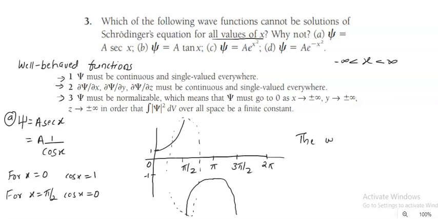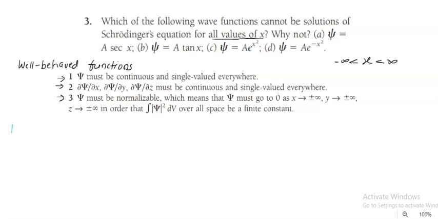The given wave function is discontinuous. Hence it cannot be a solution of Schrödinger equation. Okay, so let us check B. So B is psi is equal to A tan x.